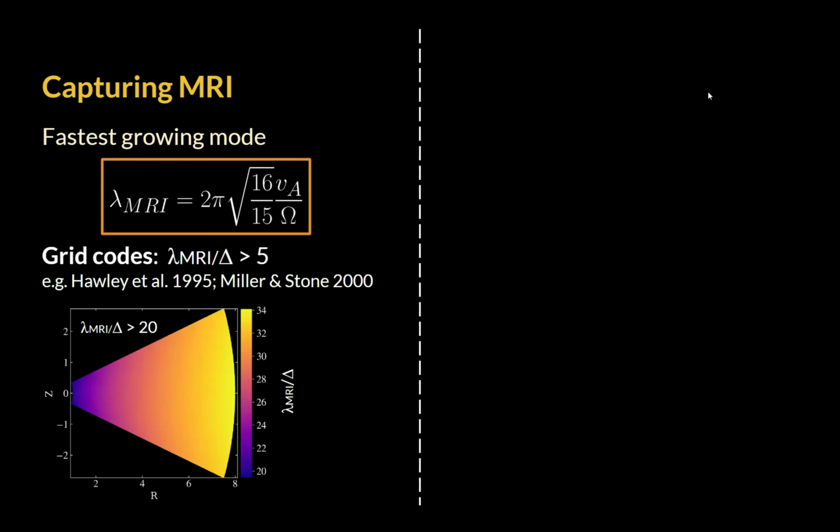So how well do we capture MRI based on those resolutions? For that, we use this parameter, the wavelength of the fastest growing mode of MRI, which is proportional to the ratio between the Alfvén velocity and the angular velocity. Based on previous simulations, we know that the ratio of that wavelength and the characteristic size of the cell has to be greater than 5. In our case, we have values greater than 20, between 20 and 34. So that means we have good resolutions there.